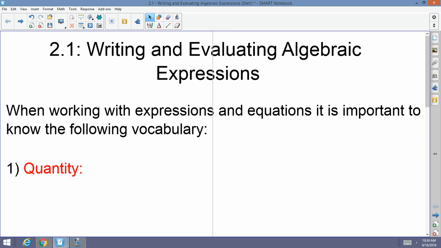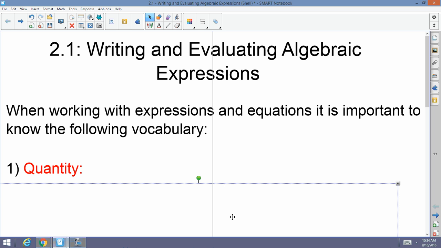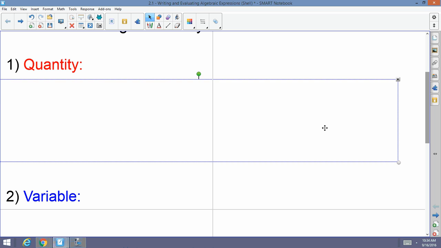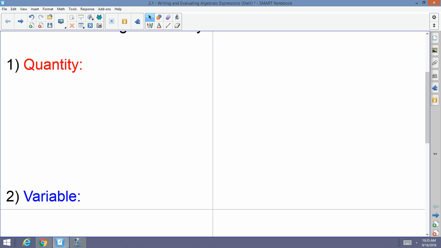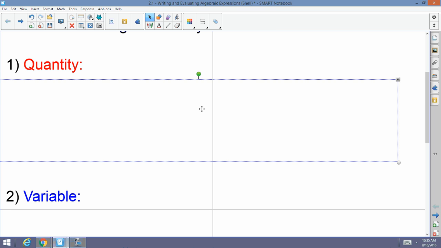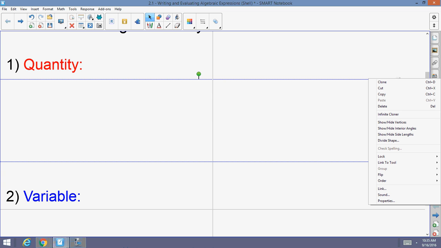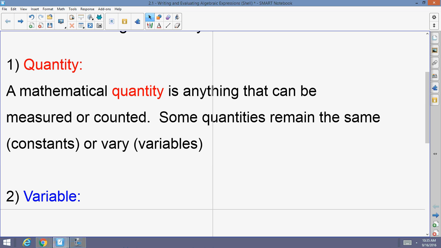First of all, quantity. A mathematical quantity is anything that can be measured or counted, okay? Some quantities remain the same, those are called constants, and some quantities vary, those are called variables. So a quantity is anything that can be counted.